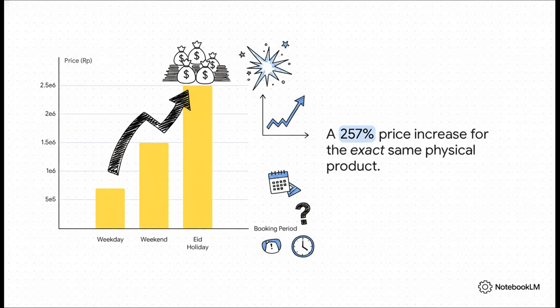A good manager doesn't see 3 different prices here. No, they see 3 entirely different markets for the exact same room. You've got your weekday business traveler, your weekend getaway couple, and your peak season holiday family. And each of those markets has a completely different willingness to pay.